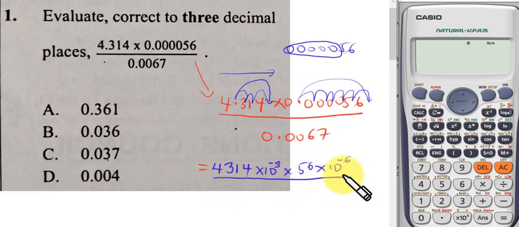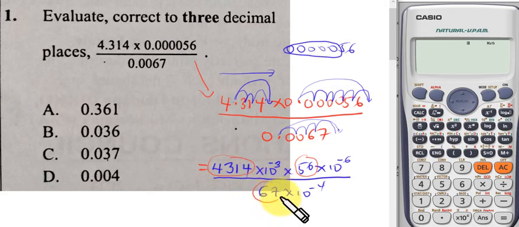So all divided by, and I will now come to the denominator, or the divisor. I have 0.0067, and in the same vein, I will also move this point. How many times do I have to move this? 1 2 3 and 4. So I will have 67 times 10 to the power negative 4. Now I have 3 whole numbers: 4,314 is a whole number, 56 is a whole number, and 67 is a whole number.